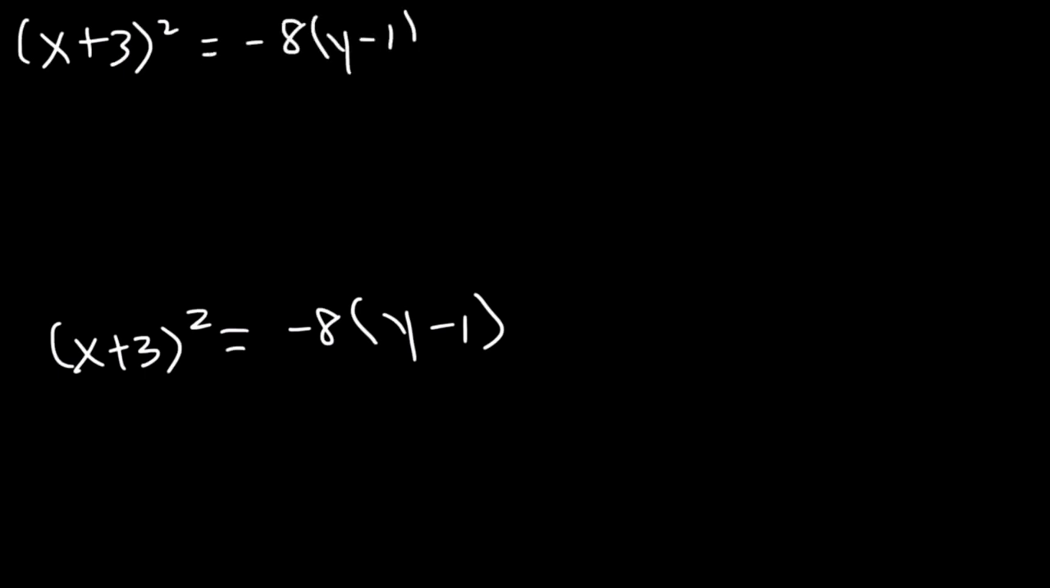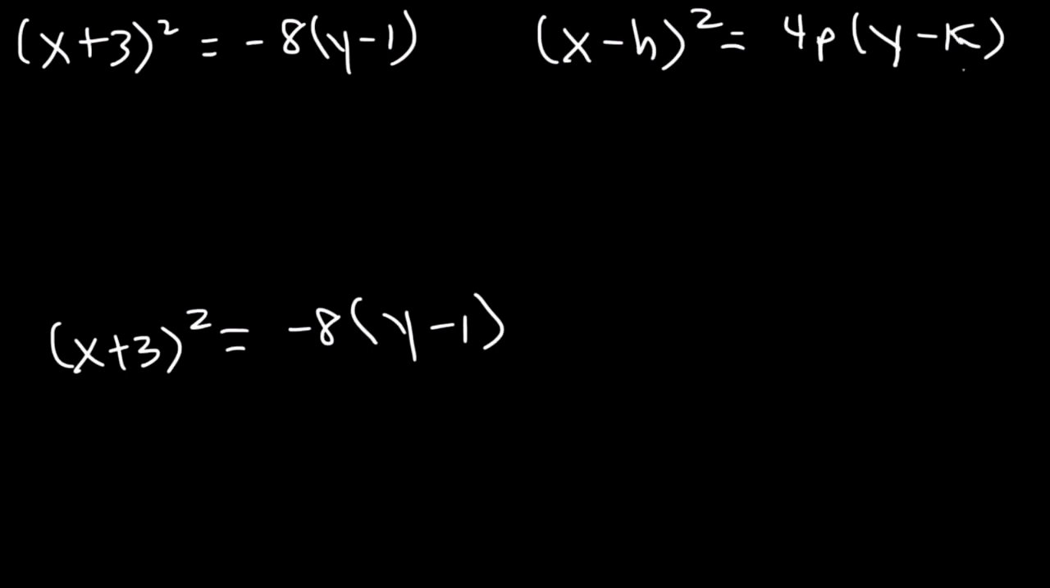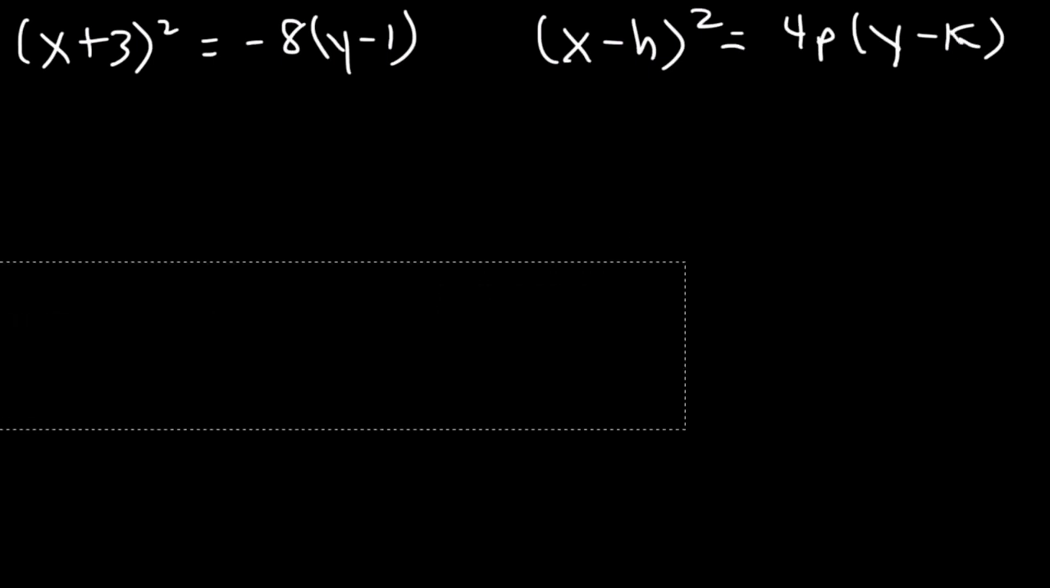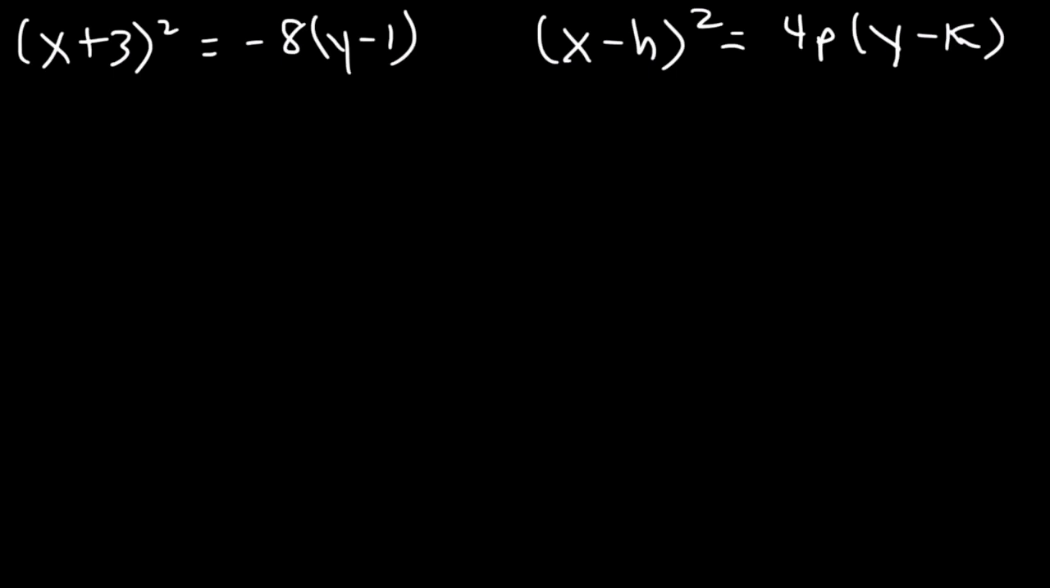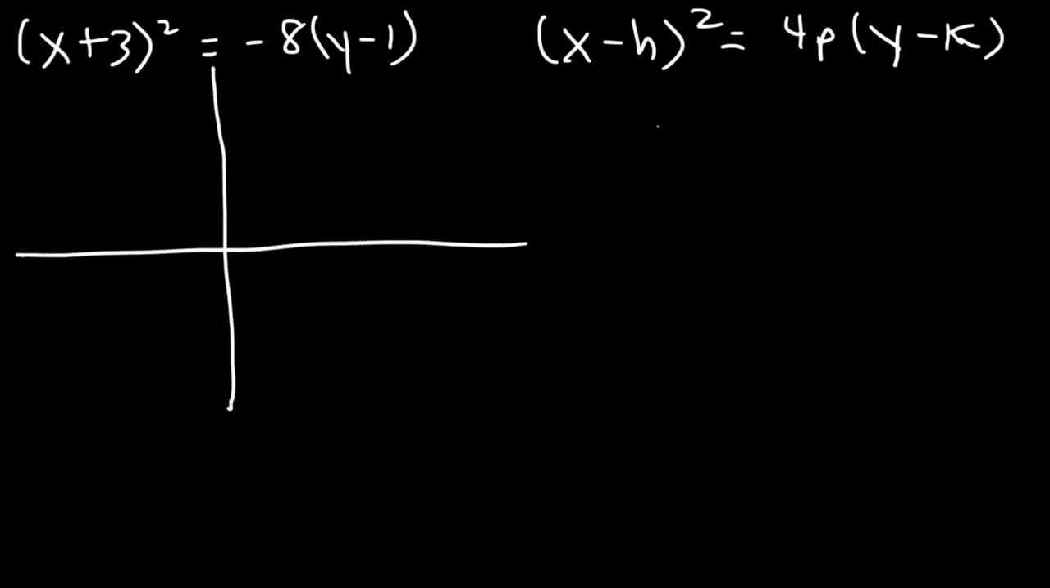That is, it's in the form x minus h squared is equal to 4p times y minus k. When x is squared, the graph can open up or down. And because of the negative sign, since we have a -8 instead of a +8, it's going to open down. Now, what is the vertex? The vertex is -3, +1, based on these values.